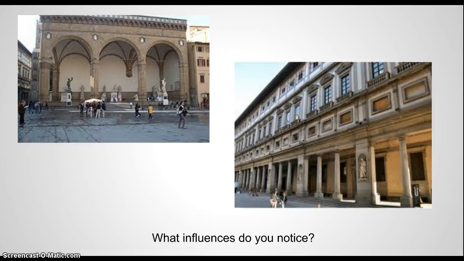Looking at this architecture even, you can see some very clear influences. You can look at the columns here and think of Greece, and you can see the arches here and think of Rome, the Colosseum, the aqueducts. But these are both in Florence at the Uffizi Gallery.